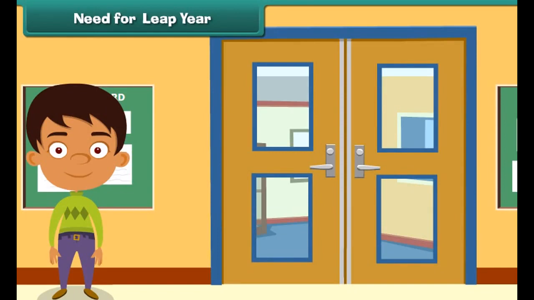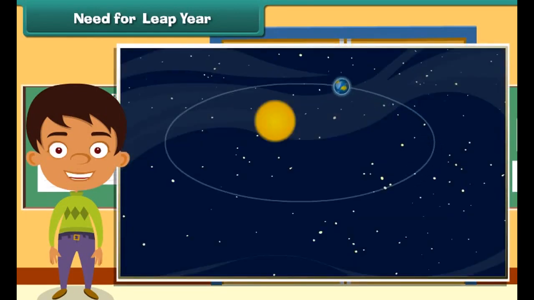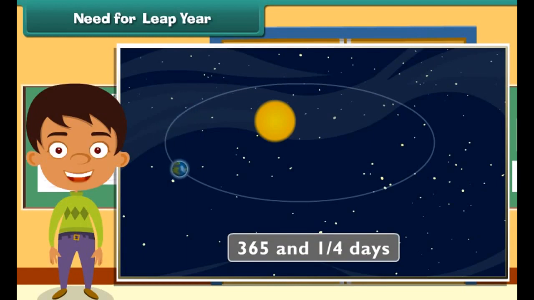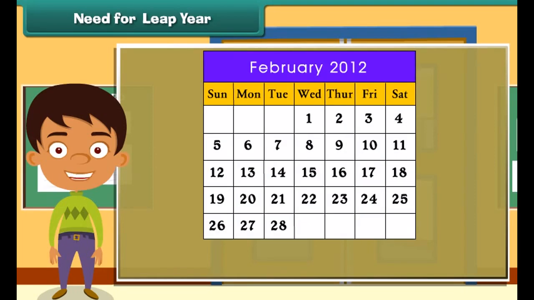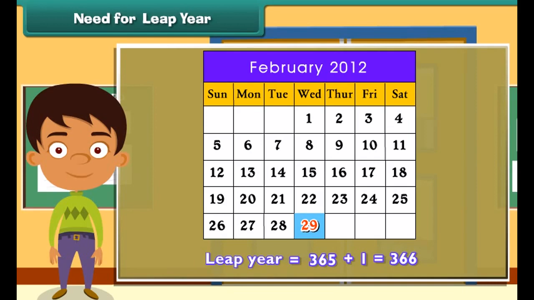Need for leap year. Earth completes 1 revolution around the Sun in 365 and 1 upon 4 days. But our calendar year has only 365 days. So, 1 upon 4 of a day gets left out every year. In 4 years, the left out 1 upon 4 add up to 1. Hence, every 4 years an extra day is provided in the month of February. Such a year is known as the leap year. February has 29 days in the leap year and the year itself has 366 days.